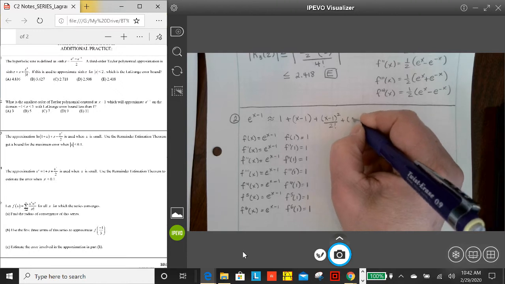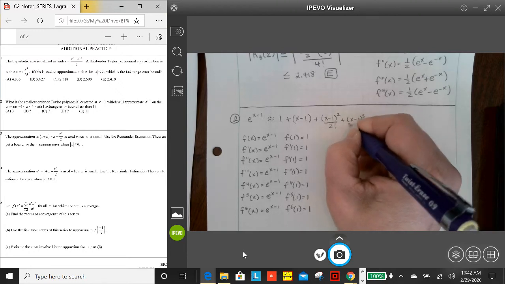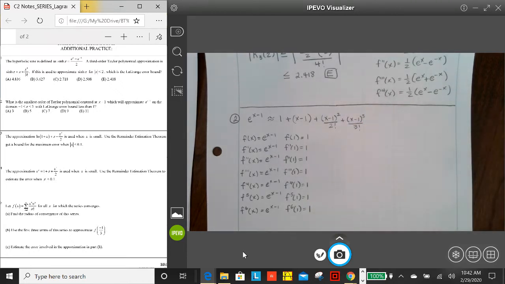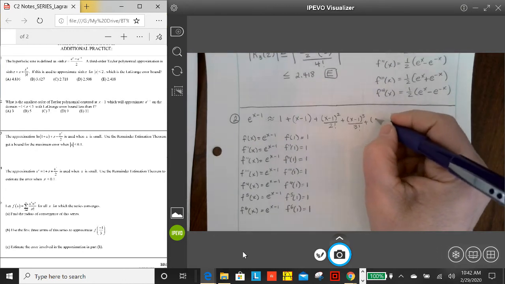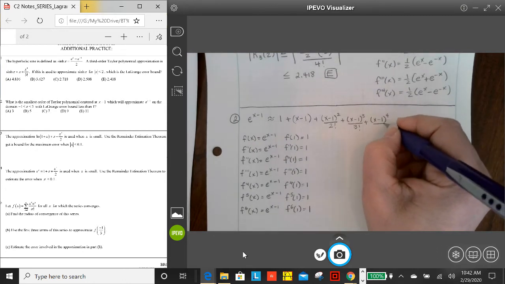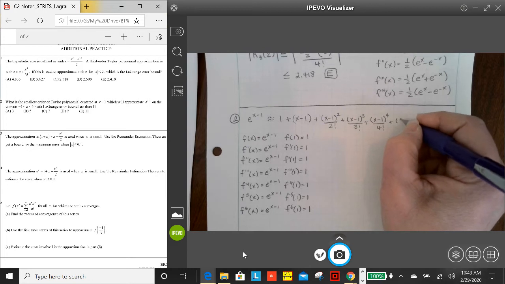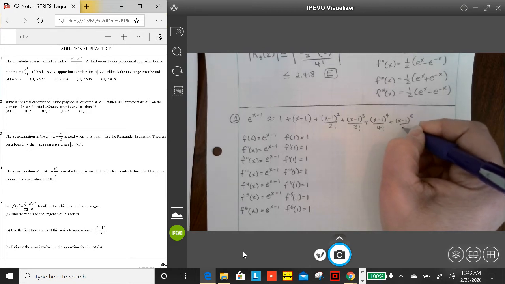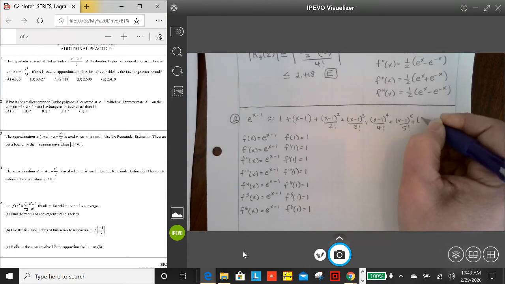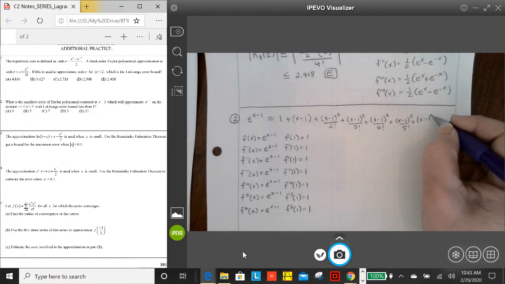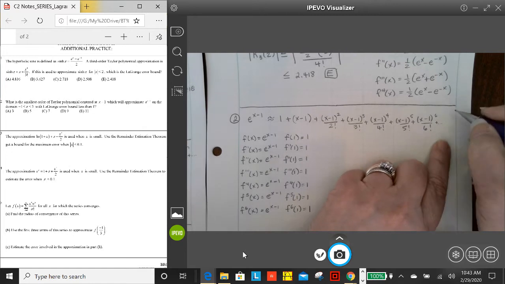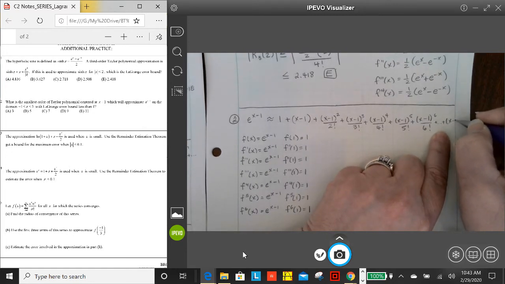And I'm sure you're starting to see the pattern here, that it's going to be this, over 4 factorial plus x minus 1 to the 5th over 5 factorial plus x minus 1 to the 6th over 6 factorial plus dot, dot, dot. If I were going to put the next term, it would be x minus 1 to the n over n factorial plus dot, dot, dot.